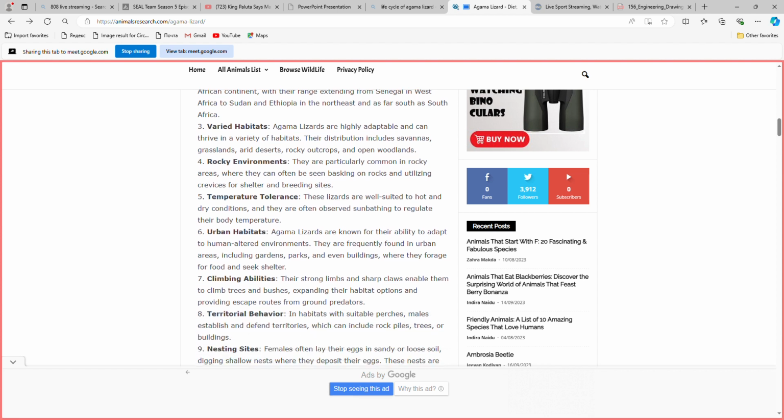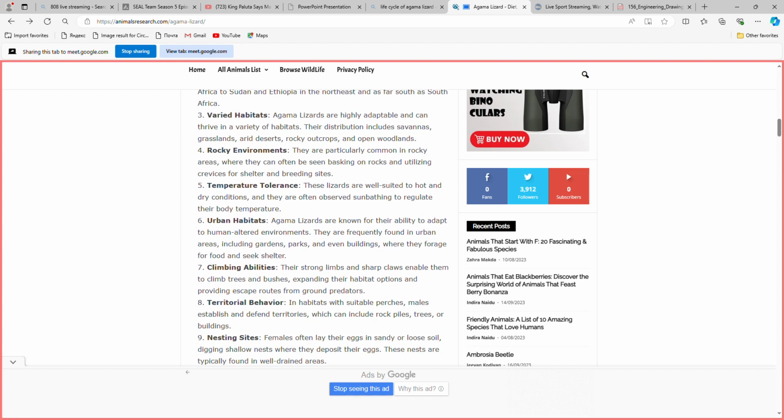And also their climbing abilities. They are very strong. They have very strong limbs. So if you look at an agama on the wall, the moment they see you or the moment you throw something at them, it is very hard for you to catch them, because they have very strong limbs and sharp claws that enable them to climb trees and bushes, expanding their habitat options and providing escape routes from ground predators. So whenever they see a predator coming, because of the sharp claws and the strong limbs that they have, they are able to escape at a very fast rate.